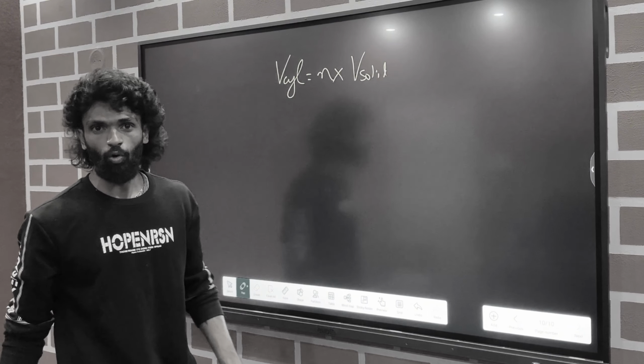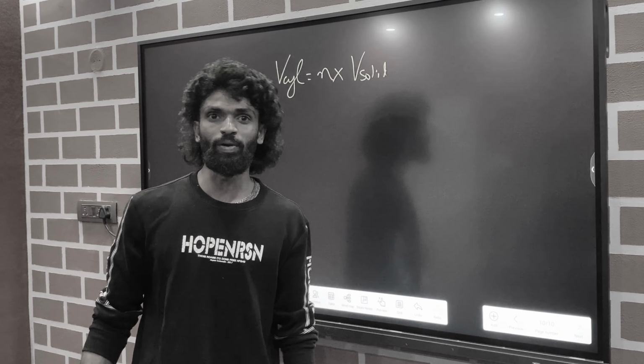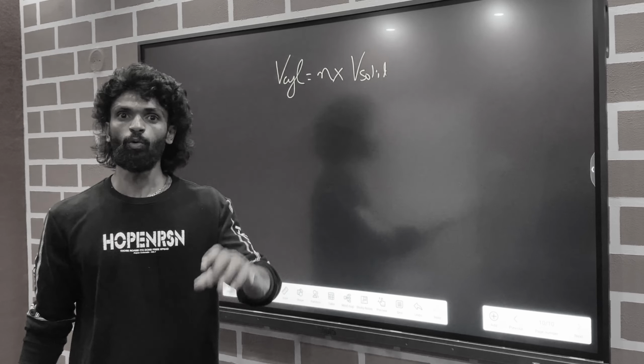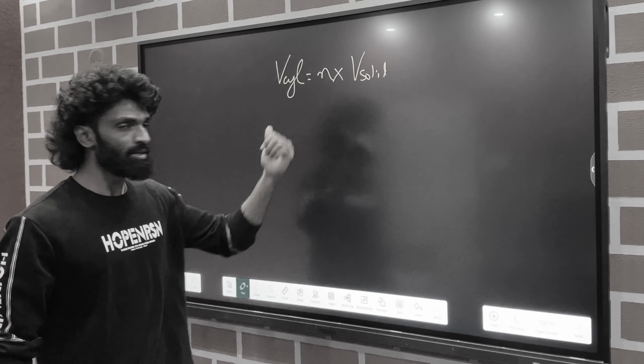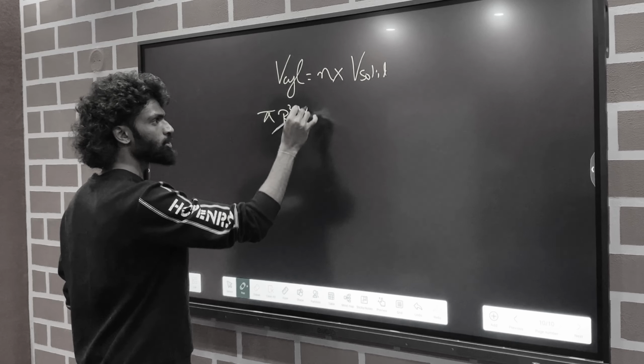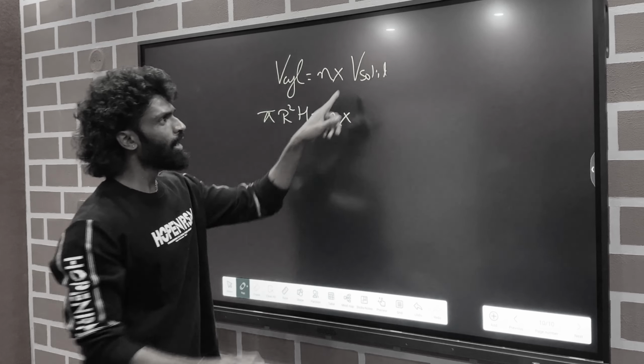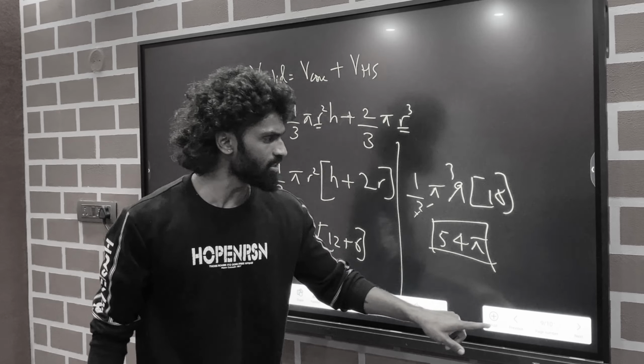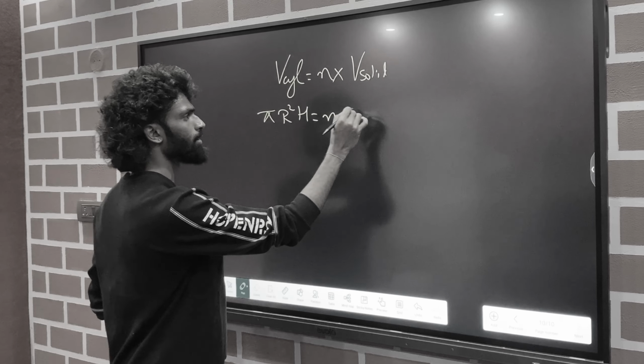If you know the volume of the cone, finding the volume of the cylinder is very simple because cone has a 1 by 3 extra. Cylinder will not have it. So obviously the formula will be pi r square h equals N into, I won't write the formula right now, I know the answer, 54 pi, I'll copy.